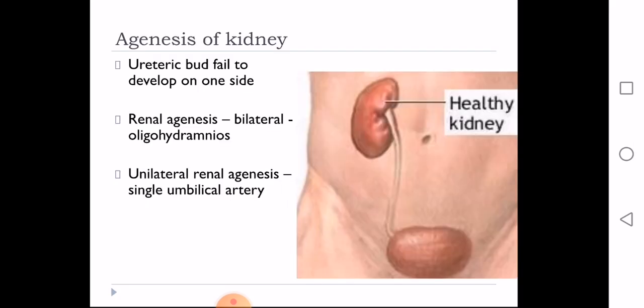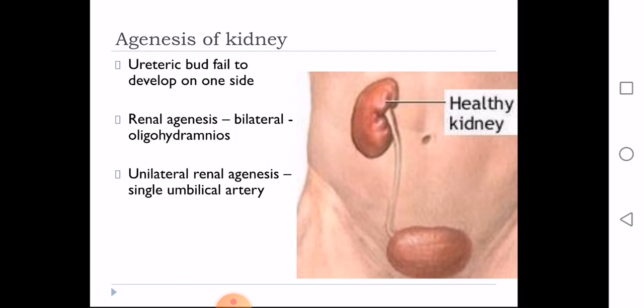These are called the developmental anomalies of the kidney. 1. The kidney may not develop at all. The kidney will be absent. That is called agenesis of the kidney. So agenesis means what? The kidney is not developing.